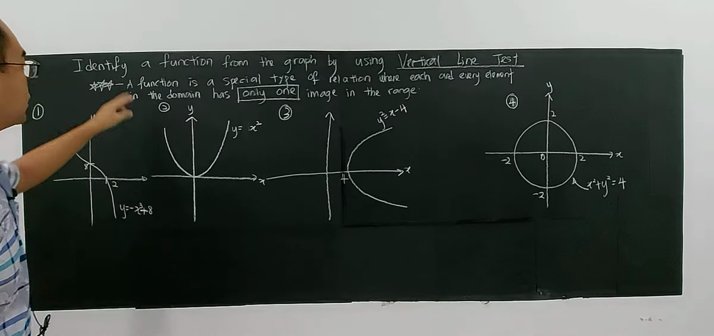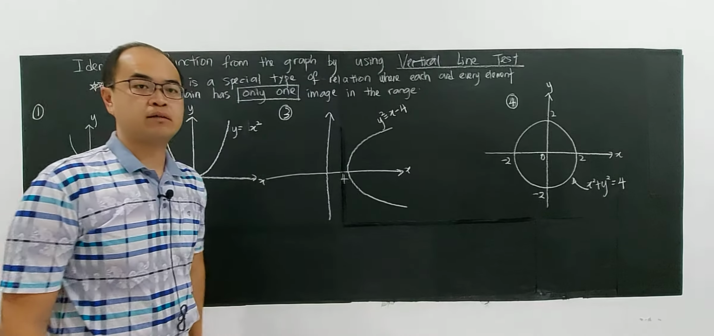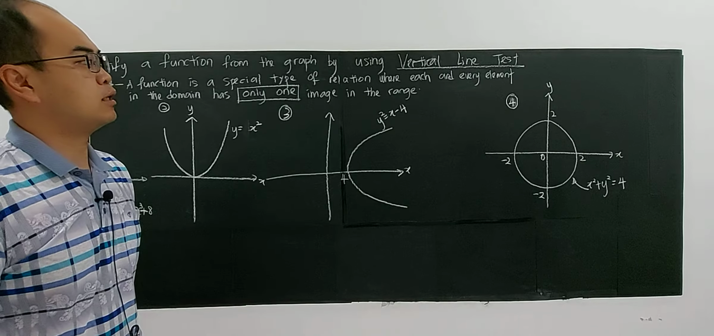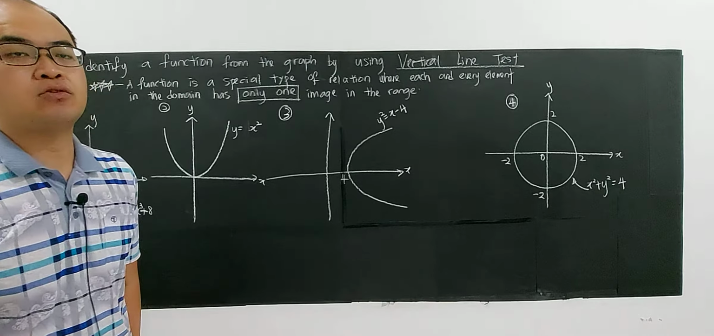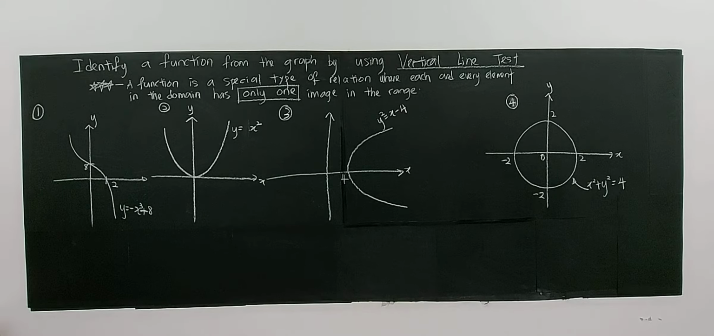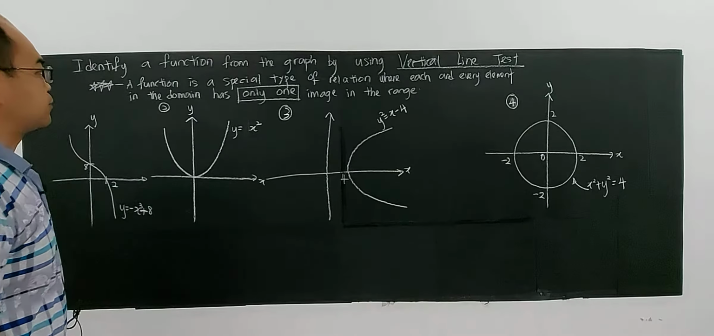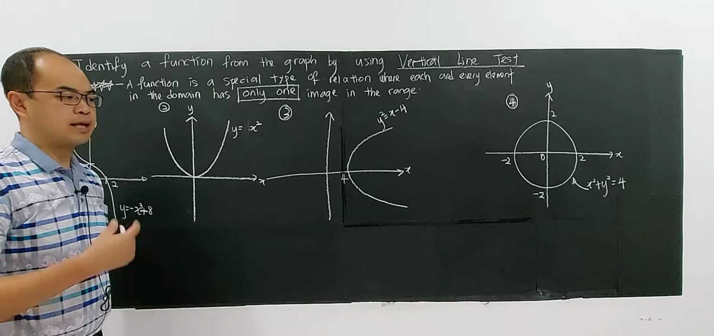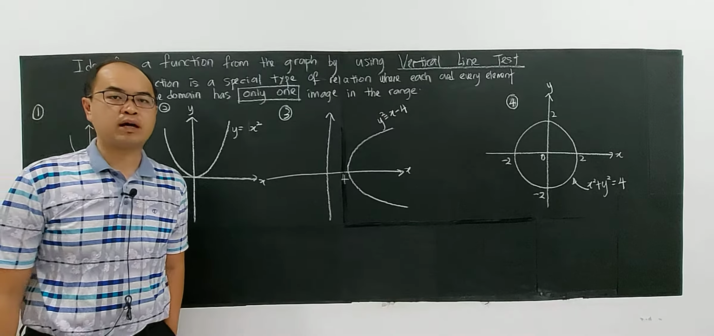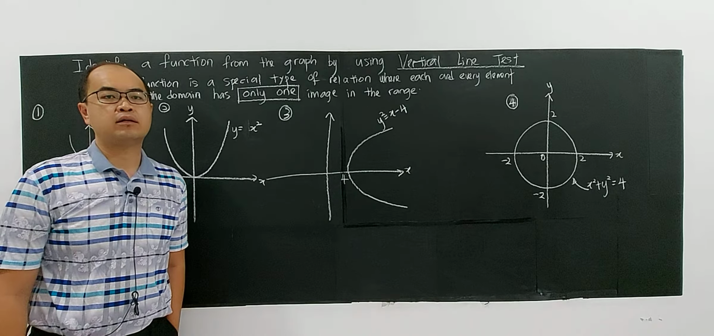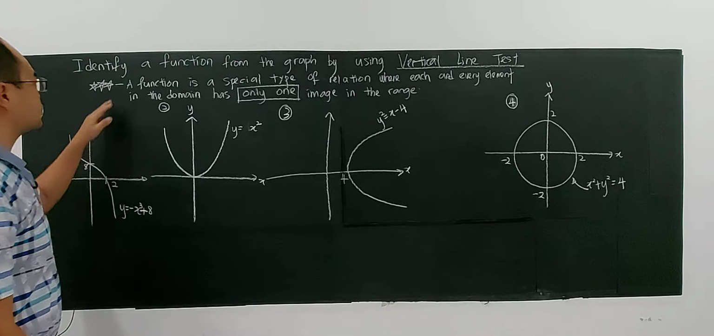You need to know that a function is a special type of relation. There are 4 types of relation: one-to-one, many-to-one, one-to-many, and many-to-many relation. In the previous video, I already told you that a function must be a special type of relation. From the 4 relations, there are 2 that define a function, which are one-to-one and many-to-one. These 2 relations define a function because they follow the definition of a function.